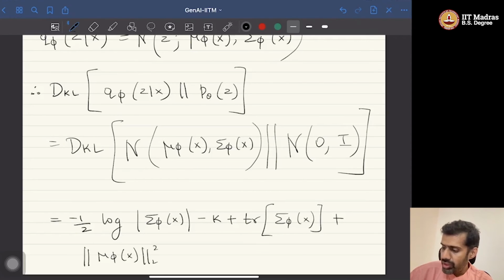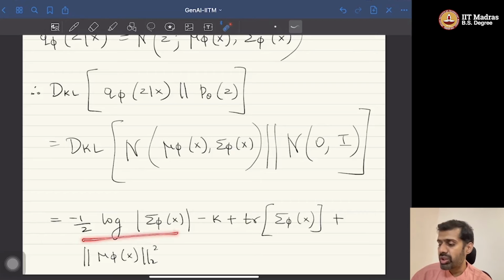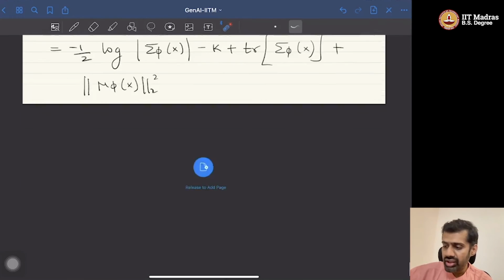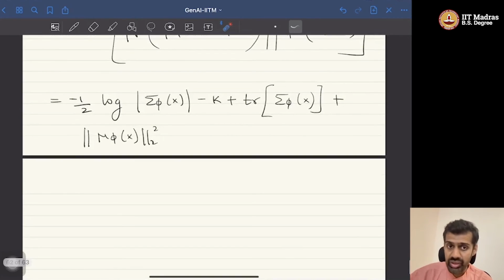Please note that all of these are scalars, just like we saw with FID, which is the Wasserstein distance. All of these are scalars because the determinant is a scalar, the trace of a matrix is a scalar, and this norm is a scalar. Therefore, the entire thing will become a scalar, which can be computed. So this can be estimated.